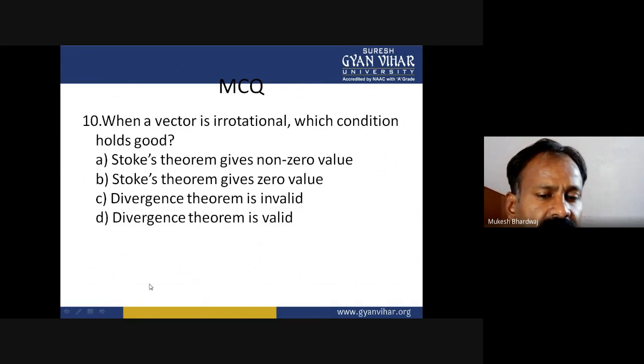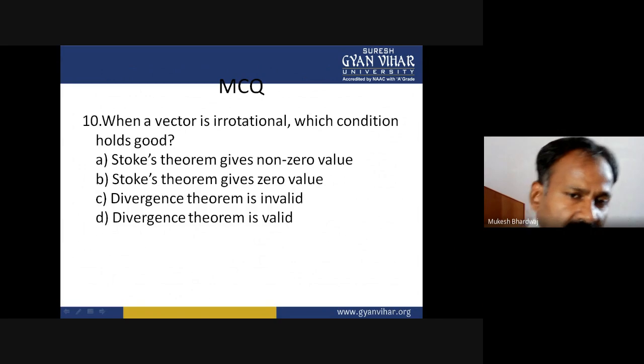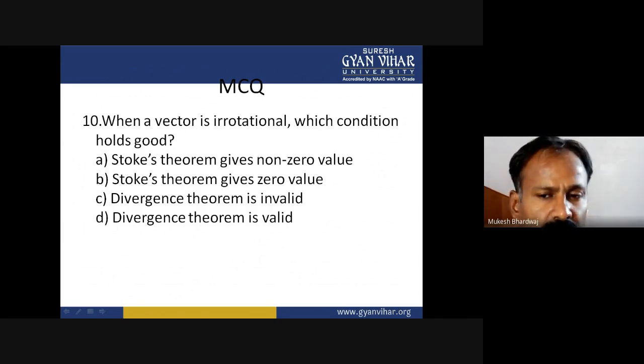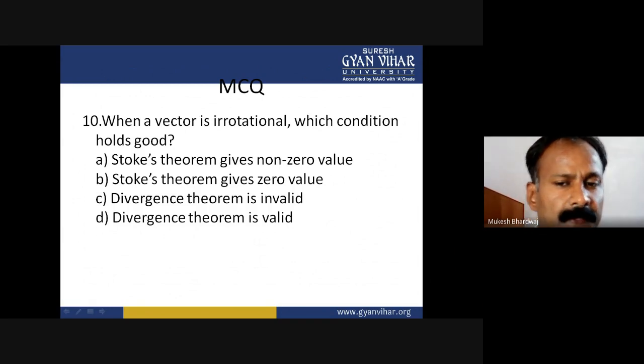When a vector is irrotational, which condition holds good? Stokes theorem gives non-zero value. Stokes theorem gives zero value. Divergence theorem is invalid. Divergence theorem is valid. So choose the appropriate answer.